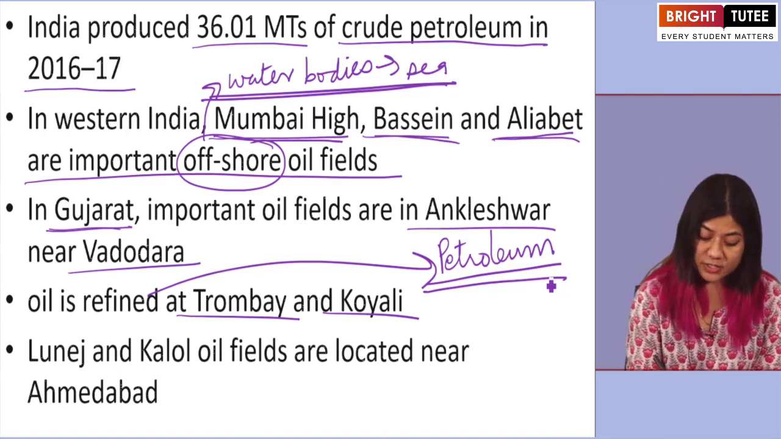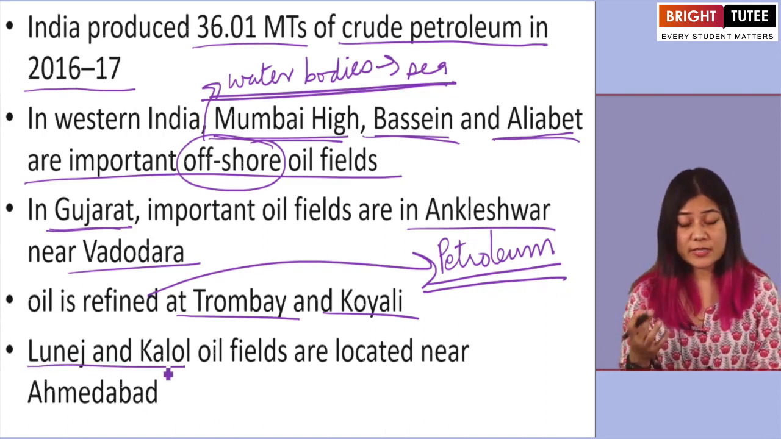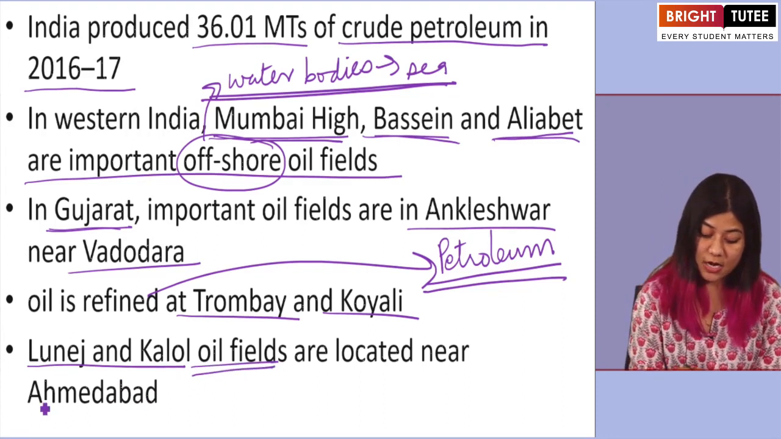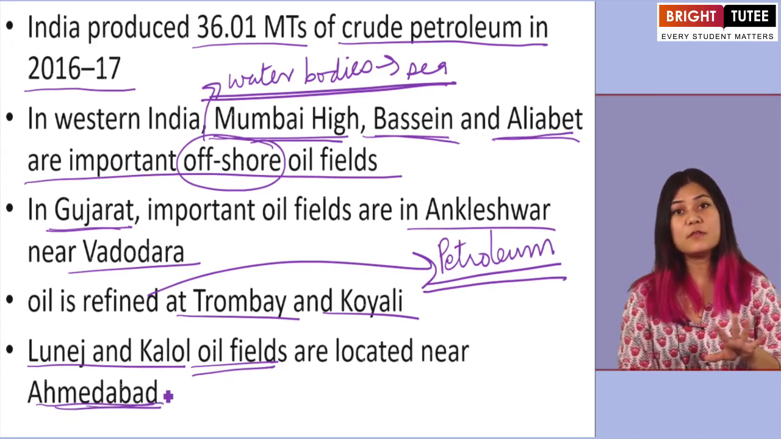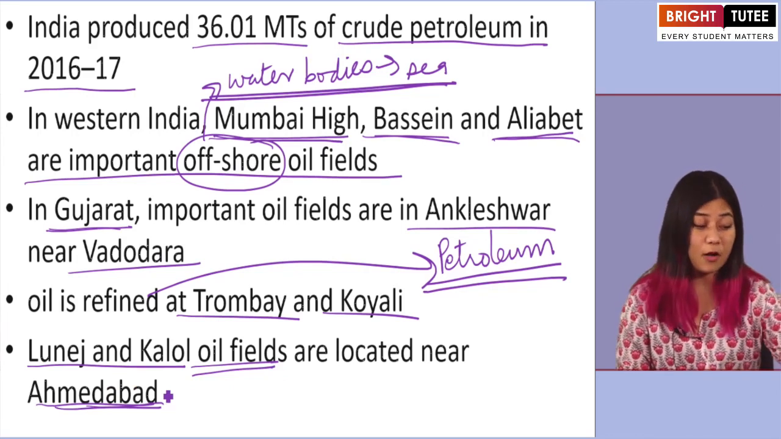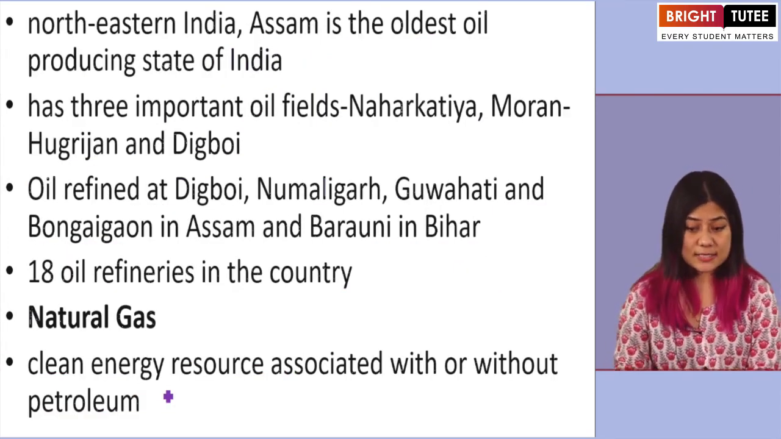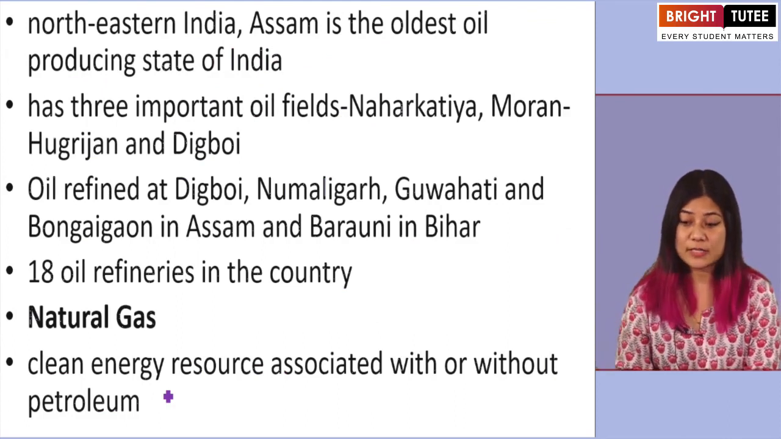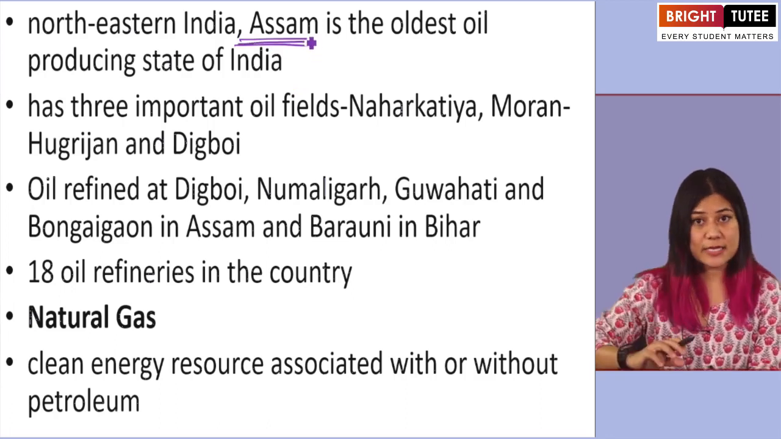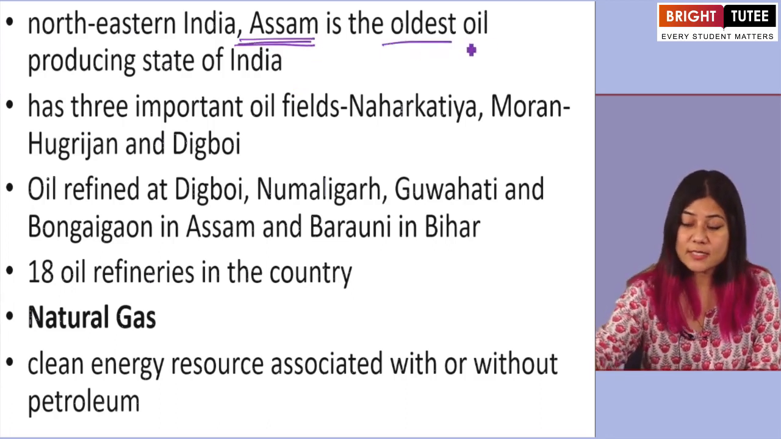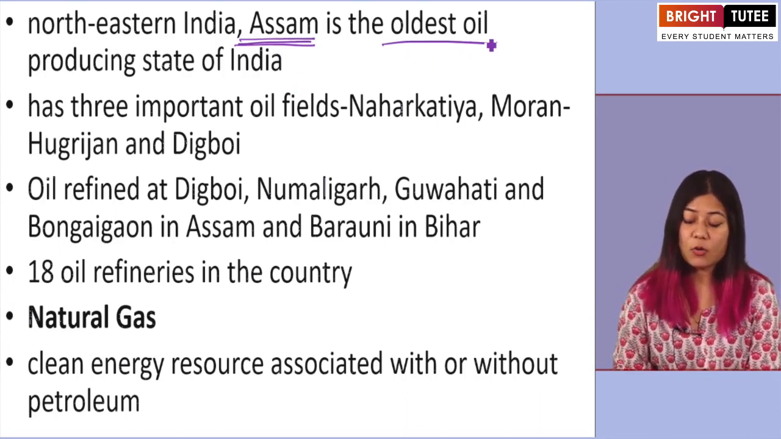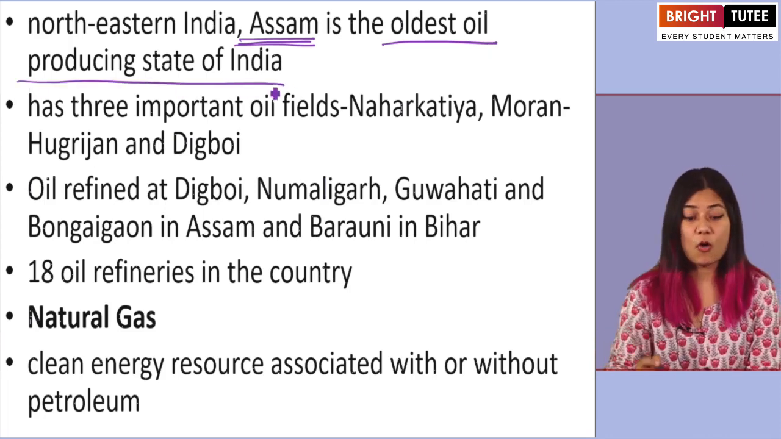Now in Lunaj and Kalol, there are also oil fields, and these oil fields are located near Ahmedabad. So most of the oil fields that we have in our country are in the western part of our country. Now in the eastern part also we have some oil fields, and in the eastern part of India, Assam is the one state where we have the oldest oil producing fields. So Assam is the oldest oil producing state of India.